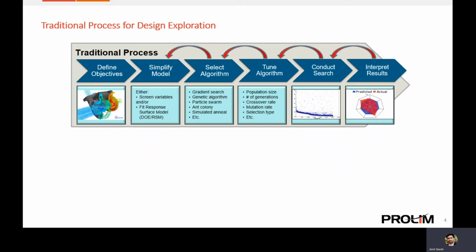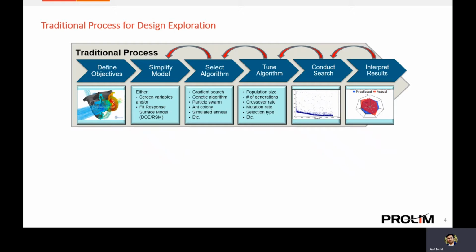There are many algorithms available, and you have to select them one by one if the results are not met as expected. And then you have to fine tune the algorithm, that is the parameters of the algorithm, to meet the desired results, and then you will have to solve it, and then you will interpret the results.